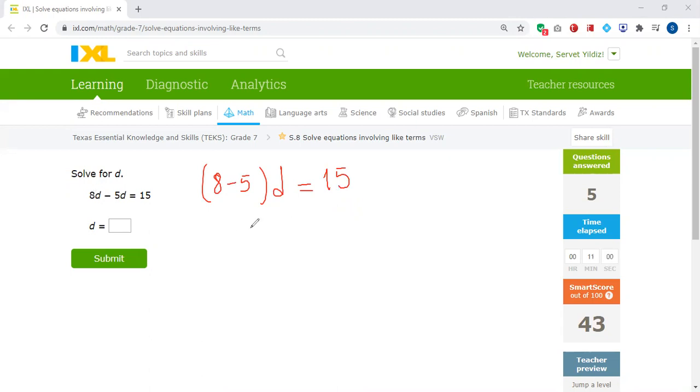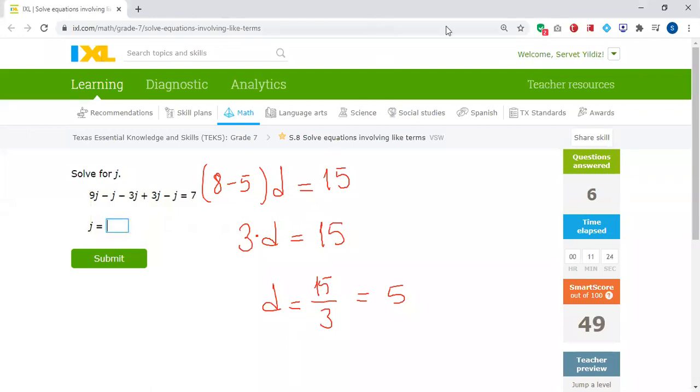8 minus 5 is 3. 3d is equal to 15. So it's actually 3 times d is equal to 15. So in order to get the value of d, we divide 15 by 3. 15 divided by 3 is 5. So d is equal to 5 is the answer.